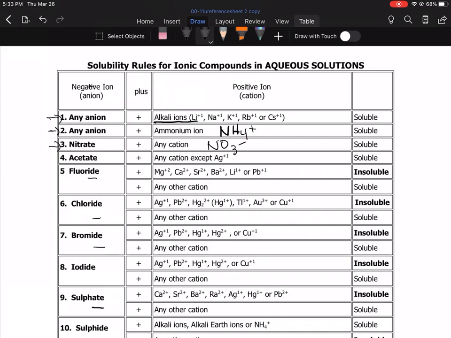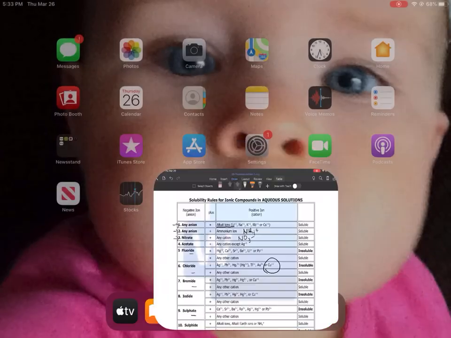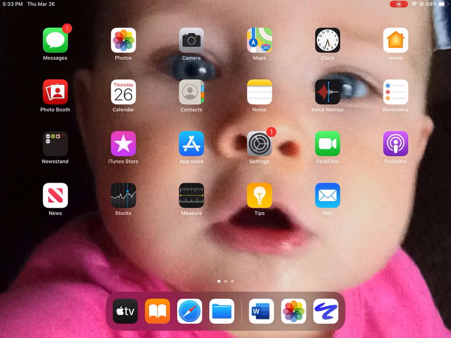You do need to be careful. For example, if you look here where it says chloride and copper, it says copper 1 and copper 2 is not listed there. So you do want to make sure that when you have certain transition metals, you are careful with those as well. Okay. So back to our note.